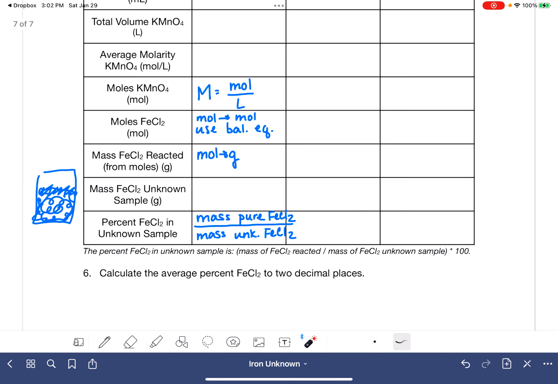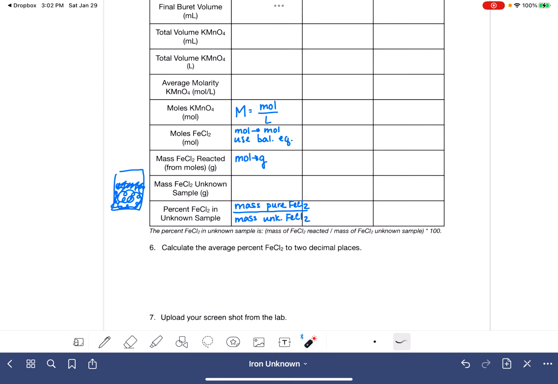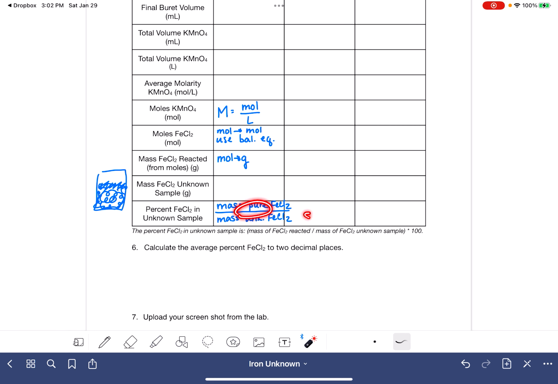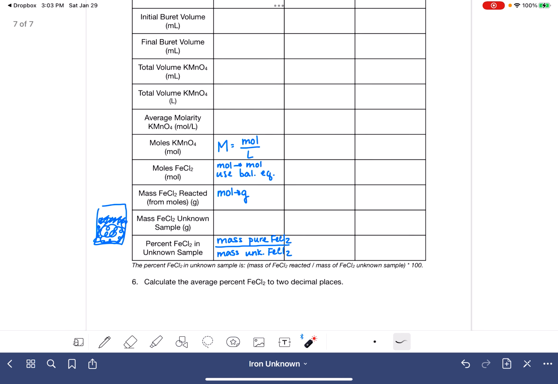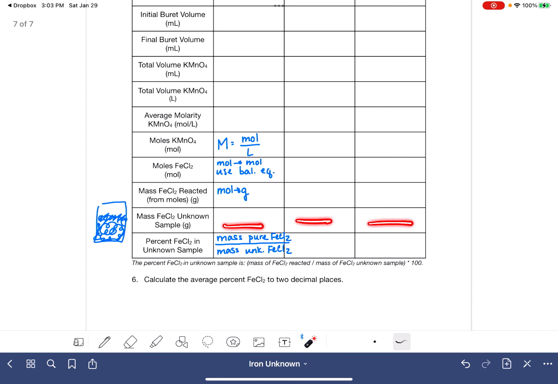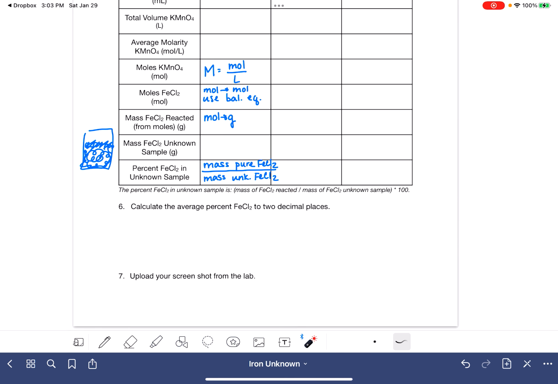You are, last but not least, going to calculate the average percent FeCl2, so the average of all three of these, report it to 2 decimal places. These numbers, again, should all be pretty consistent with each other. Your masses may be different, have some variation, which means that your volumes would have some variations as well. But at the end of every one of these columns of data, your percent FeCl2 should be pretty consistent.